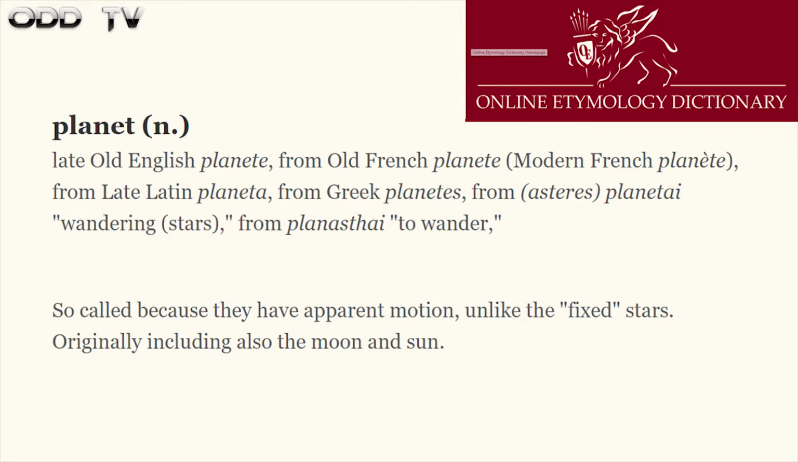Now let's keep going. From planetes, to wander, so called because they have apparent motion unlike the fixed stars, originally included also the sun and moon. Okay, so they move in a completely different way than the regular uniform stars that all move the exact same, originally included the sun and moon. Also, Earth was originally not included because it's not a planet, it's a plane.